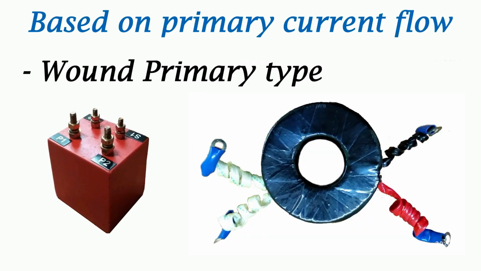WPL. Wound primary type CT consists of two separate windings, primary and secondary, on a magnetic steel core with different turns depending on the design. So this type of CT has four terminals, two for primary and two for secondary.